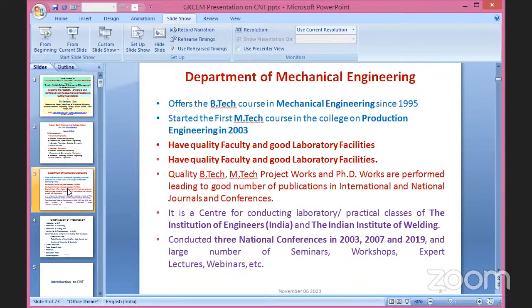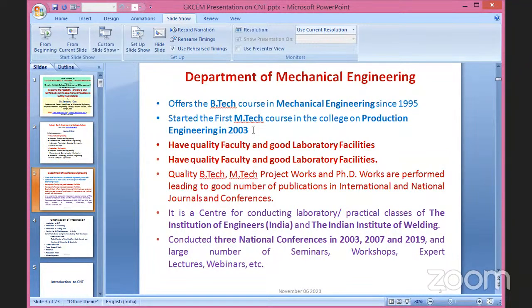And coming to the Department of Mechanical Engineering, it has offered the BTech course since 1995, as I have already mentioned, and in 2003 we started the MTech course. So we have been running for a pretty long time. Now it is 2023, so the Master of Technology course offered by the Department of Mechanical Engineering is 20 years old.